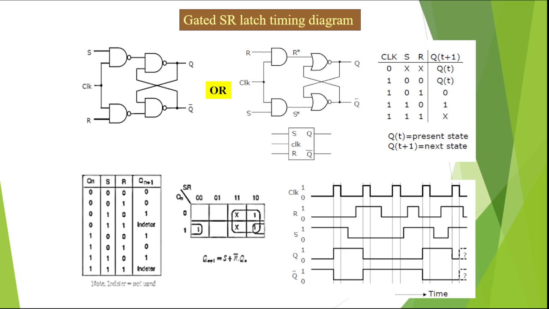This is the diagram for the SR latch. In this SR latch, see here, this latch is made up of NAND gates. This latch is made up of NOR gates. So there is a possibility to make a present state as well as a next state. So that has been given here as a truth table. This is called a timing diagram. This is called a schema.